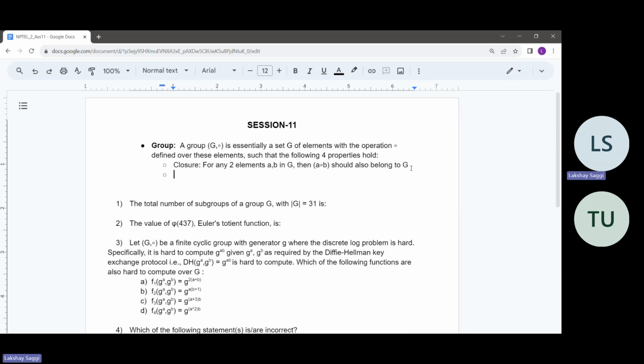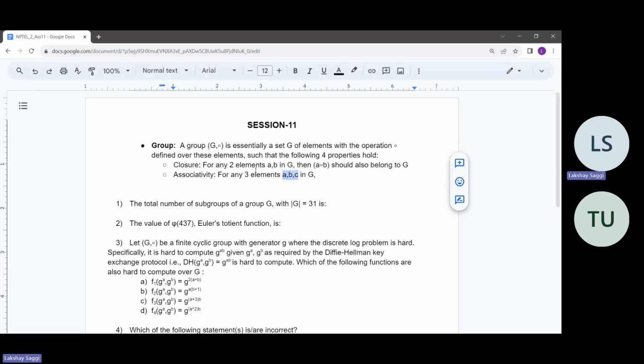The second property which we need for (G, O) to be a group is associativity. Associativity is a property which we learn in high school also. So what does associativity mean? For any three elements, G is a set of elements. If we take any three elements A, B, C in G, note that these A, B, C need not be distinct. A and B can be equal to each other also. Here also, A, B, C can be equal to each other also.